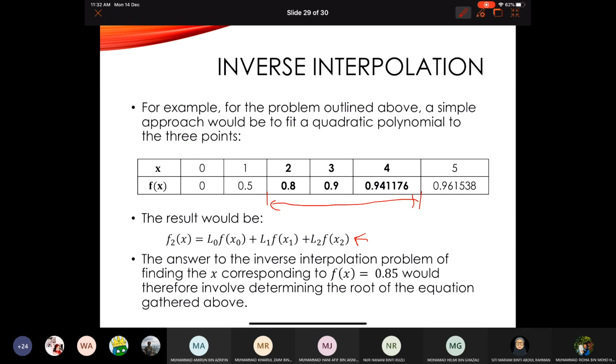X dengan fx. So instead of kalau tadi kita ada x tolak x naught and so on tu. So nilai x ni kita tak tahu kan. So instead of terus cari nilai x, so in inverse interpolation kita cari dia in terms of function. So you will get a function bentuk dia macam ni. So once you get the function, kita boleh cari the value of x when y is equal to 0.85. So dia jadi macam root of equation punya solution.